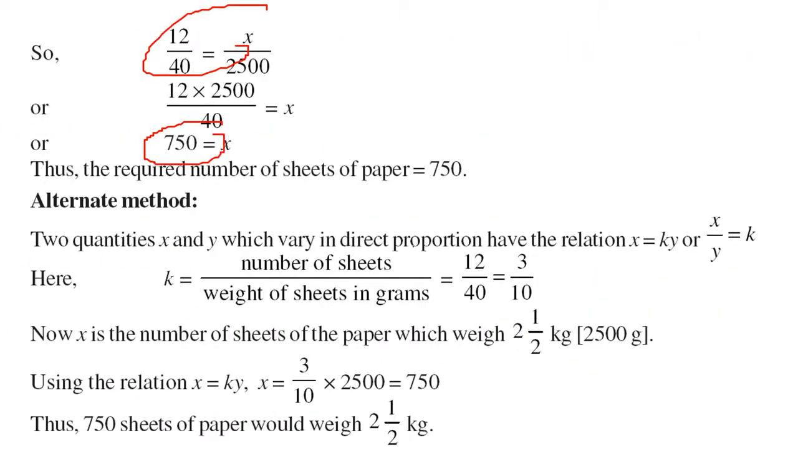You can also do it in another way. These quantities x and y vary in direct proportion. So you can say x by y equals k, or x equals ky. So k can be found by 12 by 40. This is 3 by 10. You just use x equals ky for the other data. So take k as 3 by 10 from here and multiply it by 2500, you get 750.